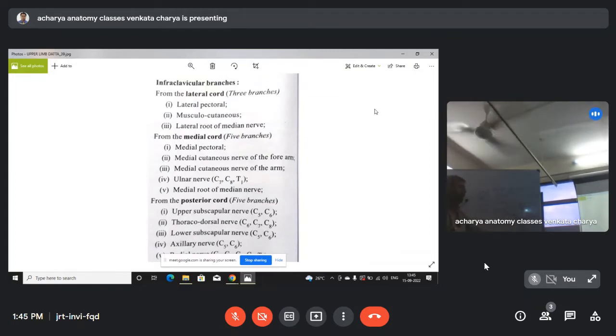Next, come to the medial cord branches. The first one is the medial pectoral nerve. Then the second one is the medial root of median nerve. Next, medial cutaneous nerve of arm.